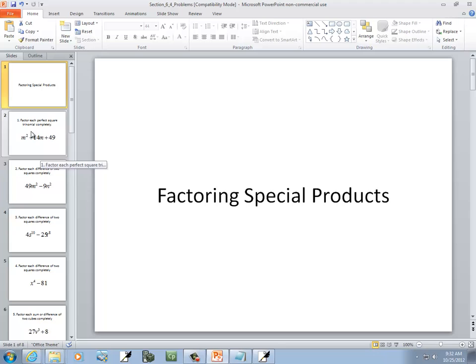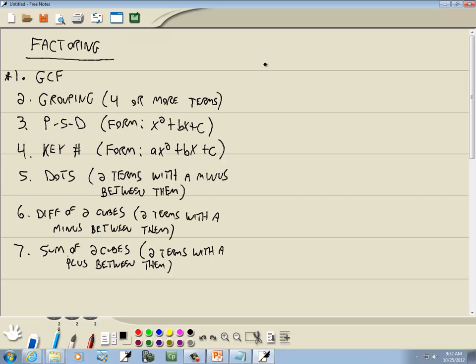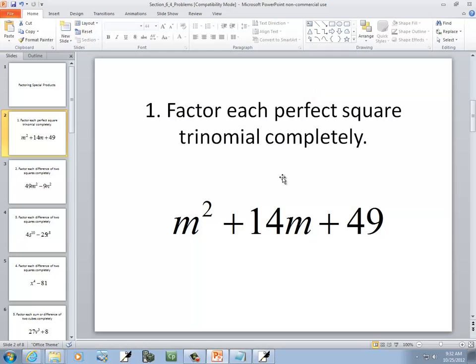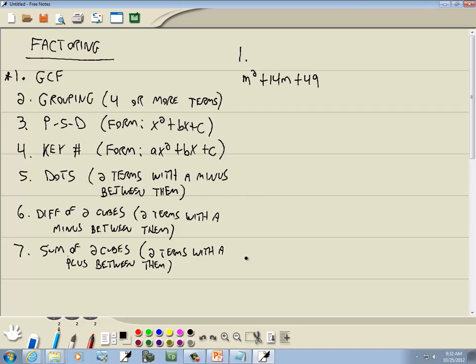Now, this first one isn't in the list. I'm going to talk about it. So first problem, we've got m squared plus 14m plus 49. It says factor each perfect square trinomial. I don't really like this method very well. The few times you can use it, and it's not very many, people never remember it anyway. And we already can do it with one of these other methods.